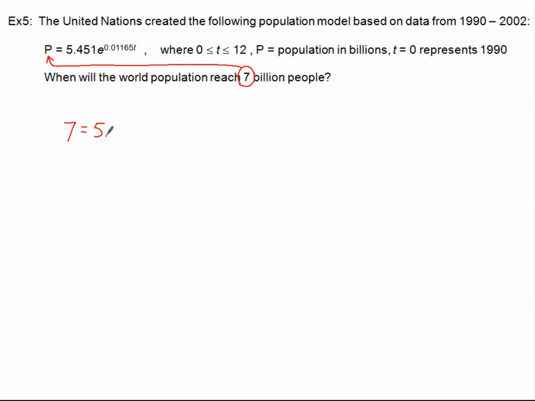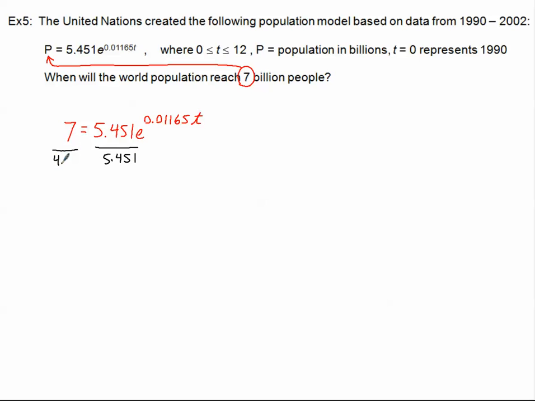So 7 is going to equal 5.451 e to the 0.1165 t. And there we go. So it's not a difficult problem. I just had to plug a number into the model that the United Nations had created. And now I'm solving for t, which means I need to get rid of these numbers, and I'll get rid of the coefficient once again as my first step.